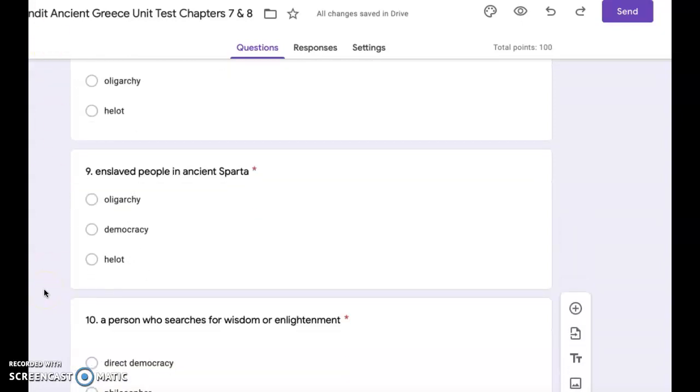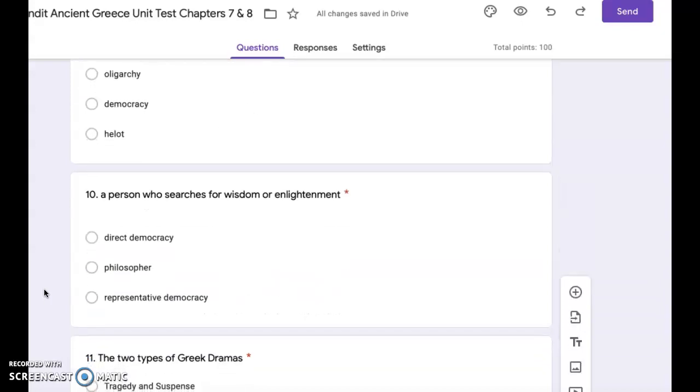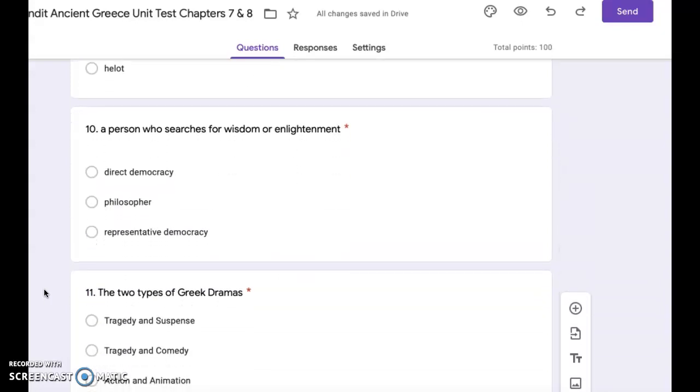Number 9. Enslaved people in ancient Sparta. Oligarchy, democracy, or helot. Number 10. A person who searches for wisdom or enlightenment. Direct democracy, philosopher, or representative democracy.